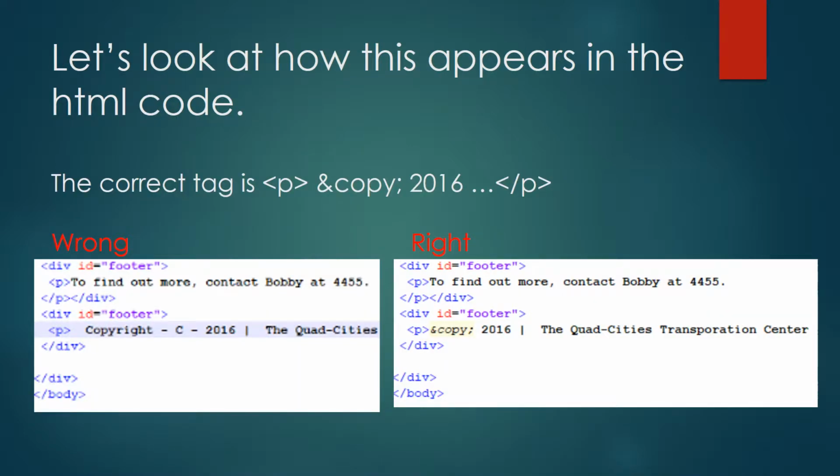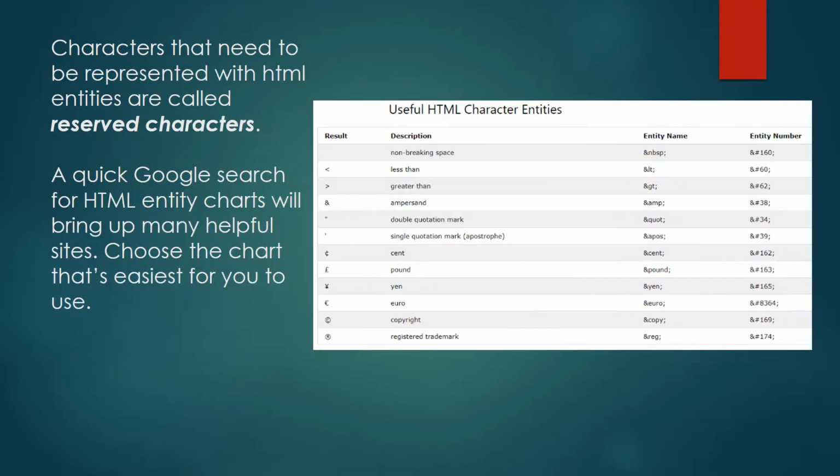The HTML entity for the copyright sign is ampersand, no space, and the word copy, ending with a semicolon. The code on the right is correct for displaying a true copyright sign. Those characters that need to be represented with entities are called reserved characters.